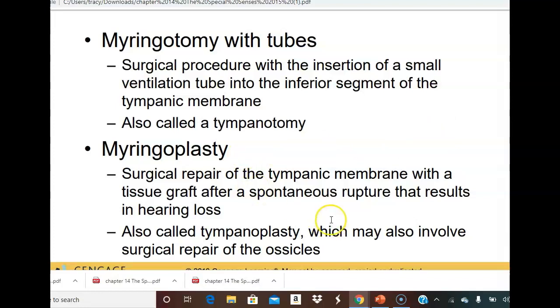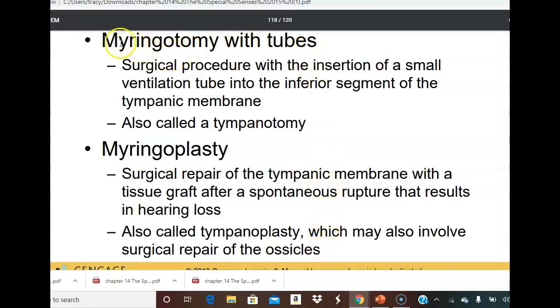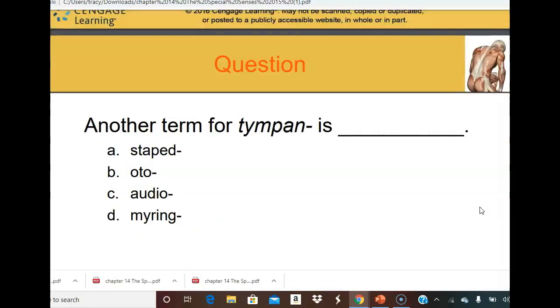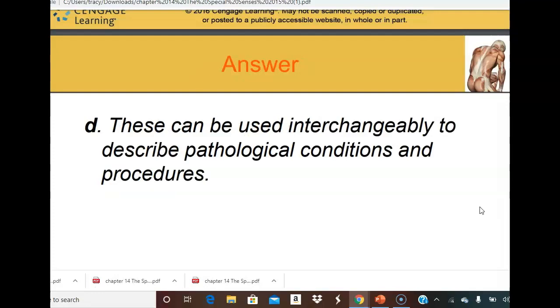A myringoplasty or a tympanoplasty would actually be a surgical repair. So if something ruptures and causes a hearing loss, you can have replacement of that eardrum. And they can also replace the ossicles if need be. So the myringotomy is the tubes. A myringoplasty is where you're surgically repairing the whole area. Okay, and another term for tympano is, we just mentioned it, myringo. Those are interchangeable and can both describe infections in the ear or procedures that are done. A tympanoplasty and a myringoplasty are the same thing.